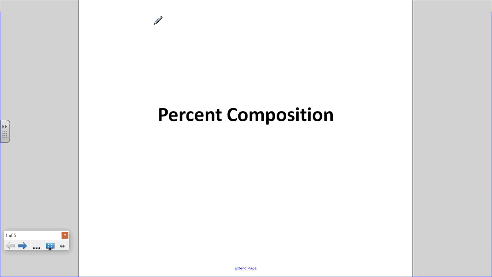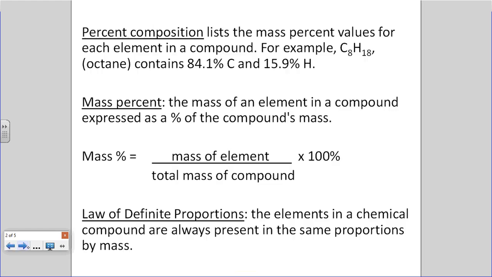The only difference here is we're trying to figure out the percent composition, or the breakdown by percent, of different elements in a compound. So we're not looking at grades here, we're looking at how much of each element is in a particular compound. So let's go over a couple of terms first before we start into some problems.